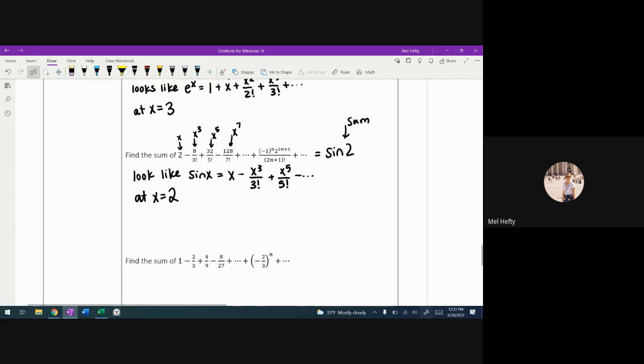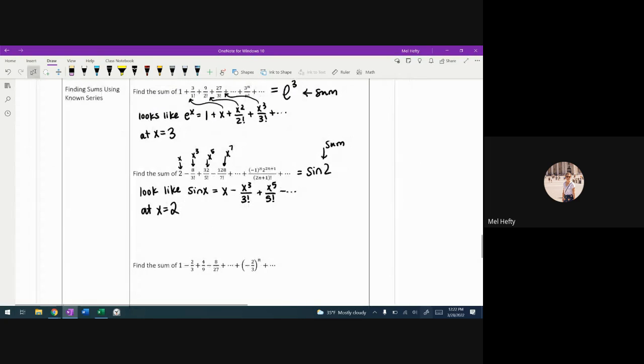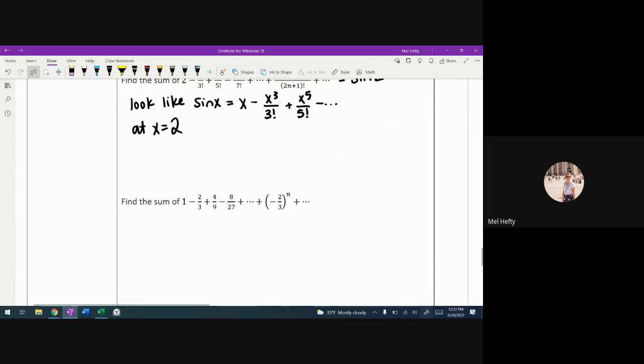All right, this last one. What type of series does this look like? Does it look like cosine? I don't see any factorials in there. Geometric. I think it looks geometric.